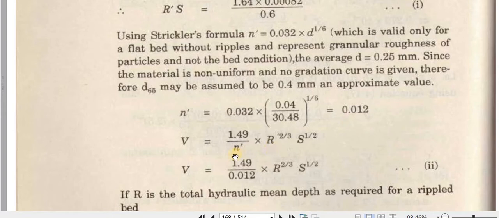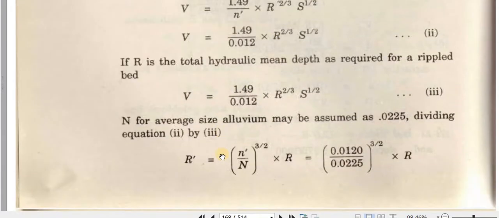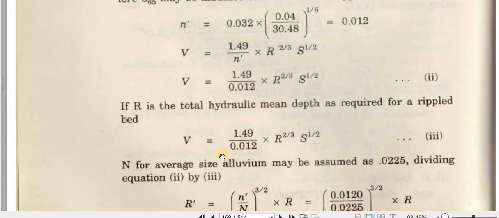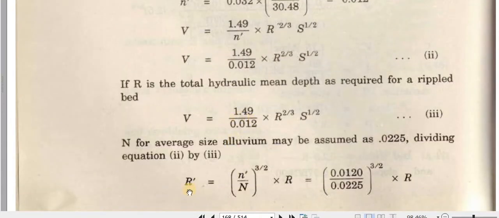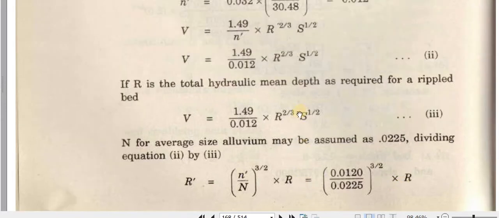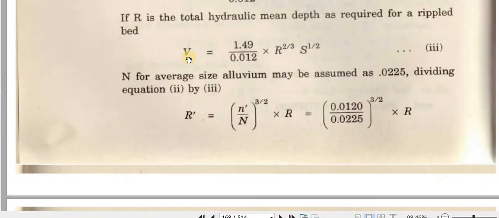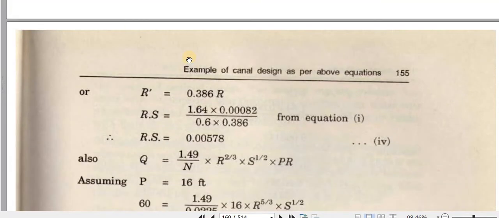You have to enter n dash here, and then you will find an equation of R and S. So there is a VRS equation, and there is another equation, R dash is equal to n dash over n into R. Here you will calculate R dash with respect to R. Here we will have RS with respect to V. Here we will have R dash S. So we have three equations and we have almost 4 parameters.